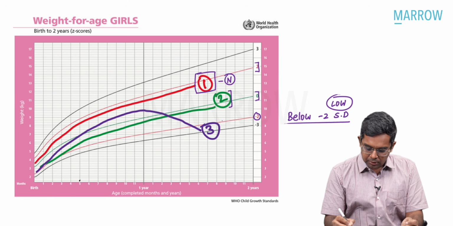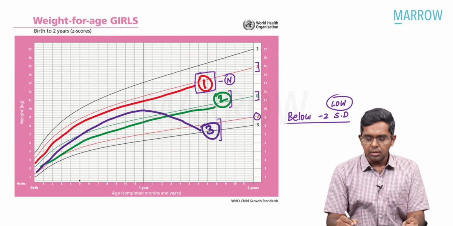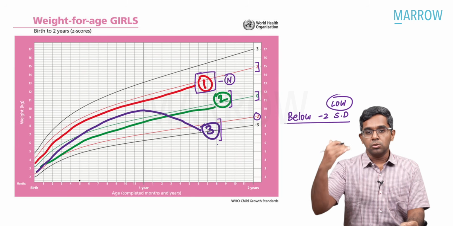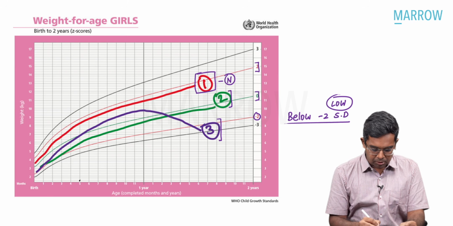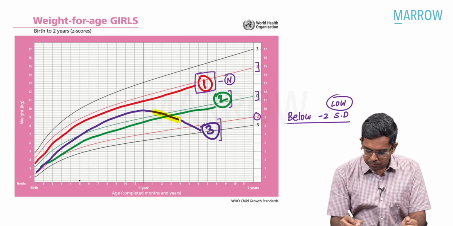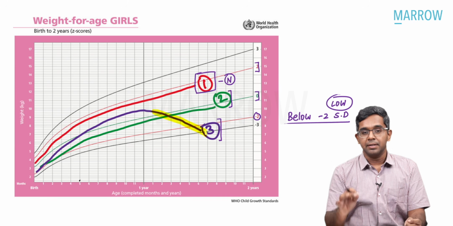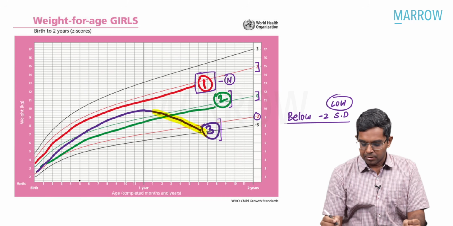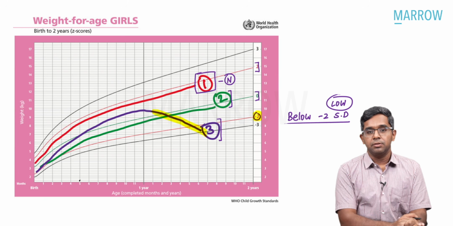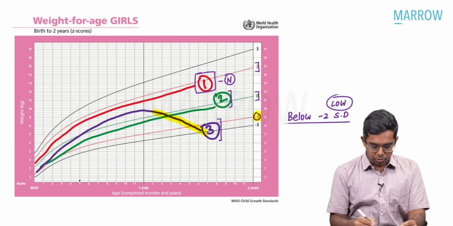Now look at the third curve here. Initially the trajectory was normal, but towards the end you can see that there was growth faltering. Why am I saying growth faltering? Because I will mark that particular area. You can see that the growth was faltering, meaning the weight was on a decreasing trend. It was not keeping up with the percentile. And you can see the final value is going below minus 2 standard deviation. So definitely curve number 3 indicates that the child is having growth faltering.